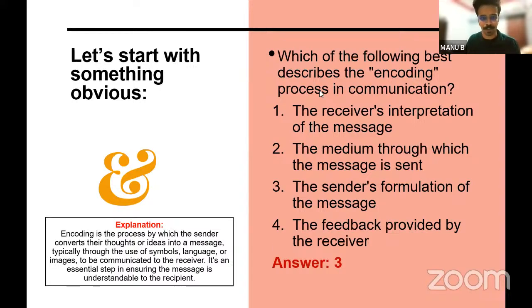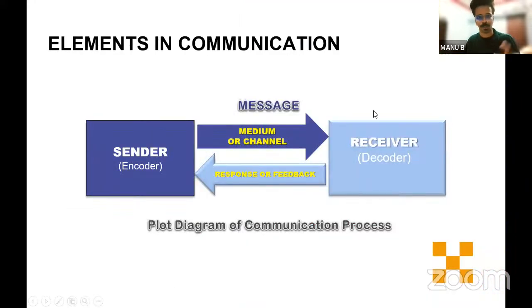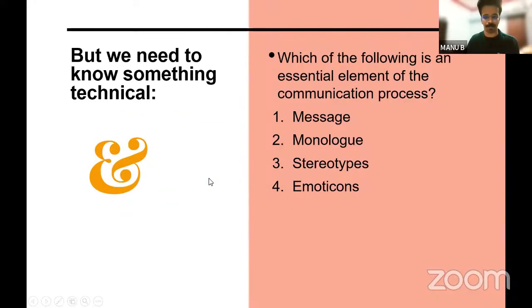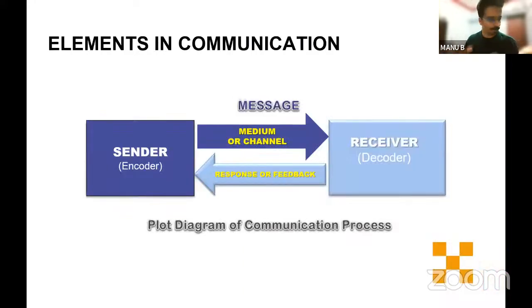Any comments? Yeah, now moving on to the second question. This is for people who don't have any kind of idea. This is the encoding process, where we send a message through a medium or channel to the receiver, where we get a response or feedback that marks the end of the communication. So here comes the second question. If you have a proper idea about this particular plot diagram, I think you can answer this technical question.